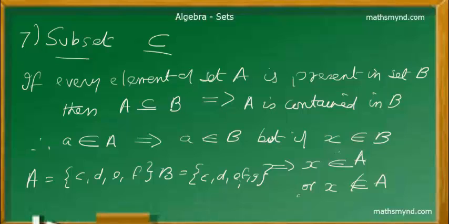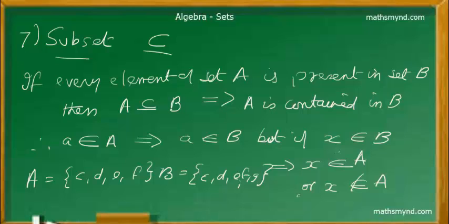So there are two conditions coming up. If x is an element of B, then x is an element of A, and it is also a possibility that x may not be an element of A, in the sense that B is having more elements. So you can see a very simple example here.